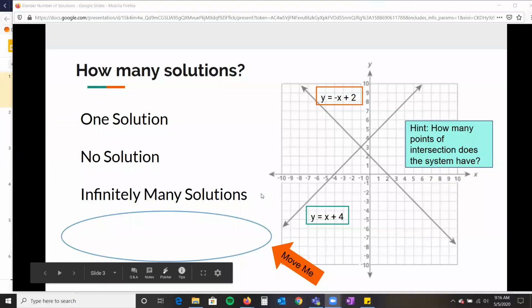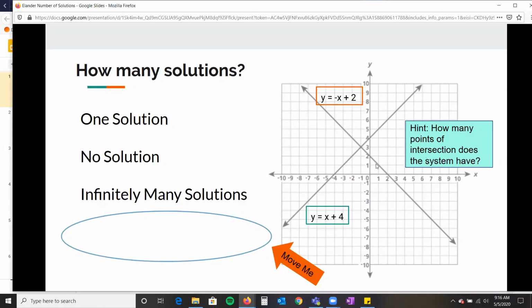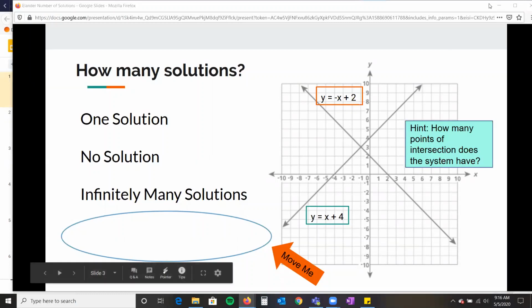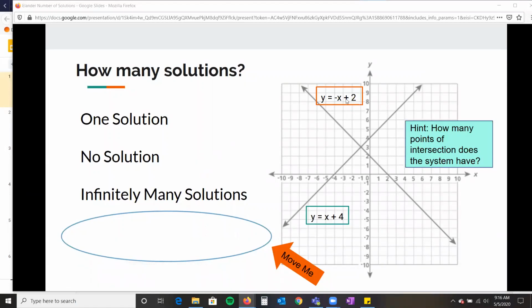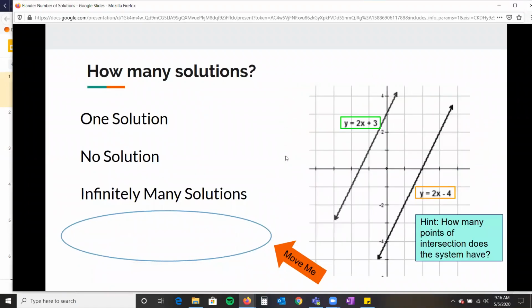All right, so let's go ahead and check. The first one says how many points of intersection does the system have. That's going to be our key. We've got two different lines, two different slopes, and they're intersecting in only one place. So that one is going to be what? One solution, exactly, perfect. They intersect one time. Notice that their slopes are different, otherwise they wouldn't ever intersect.